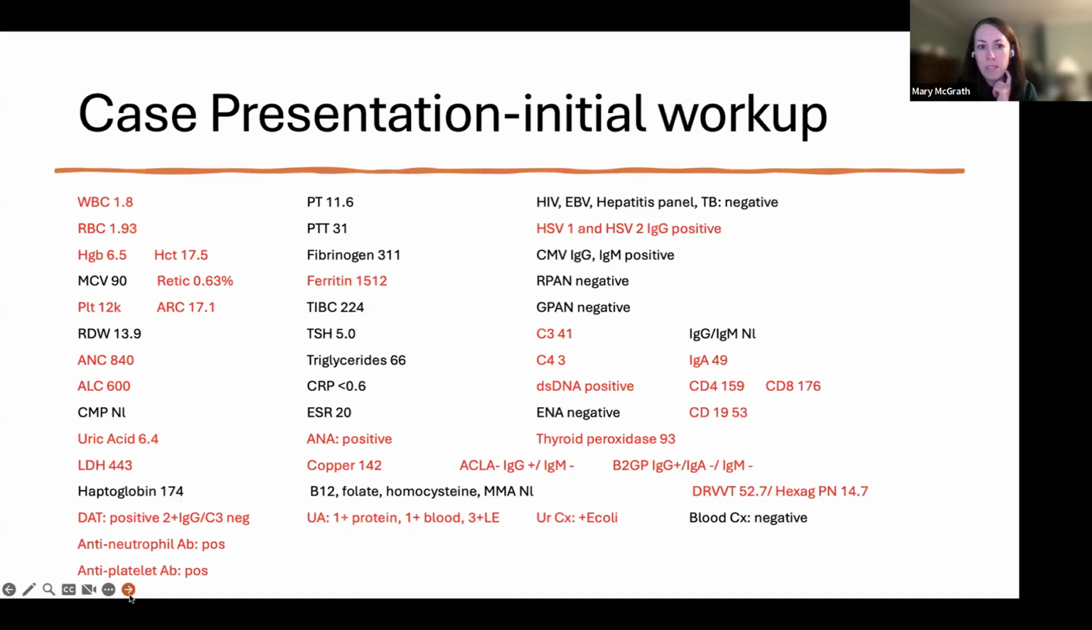Interestingly, her PTT was actually normal at 31, despite the positive lupus anticoagulant testing. We'll talk about that a little bit later in the presentation as to why that may have been. And then her PT was also normal at 11.6.